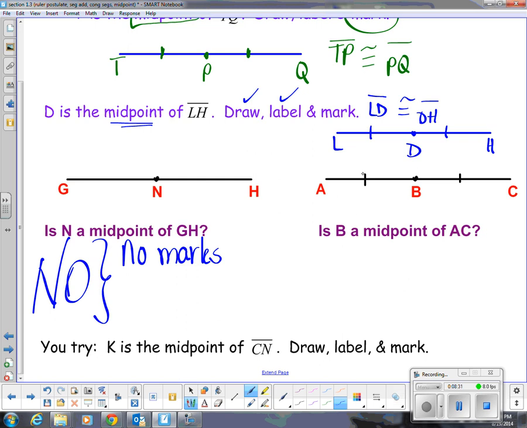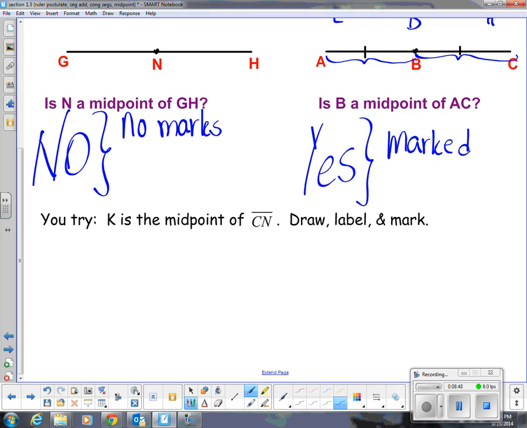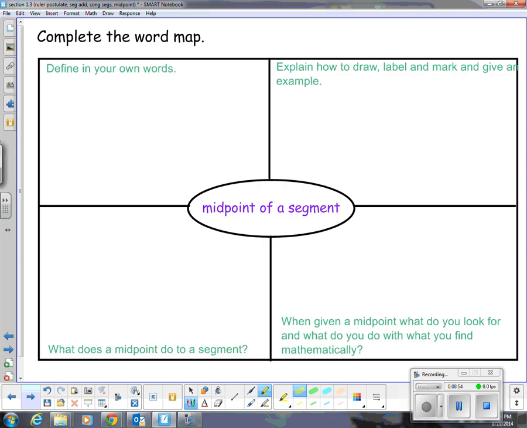Now, when I look at this, I see this mark, which is telling me that this segment happens to be congruent to this segment. Therefore, B must be the midpoint. Why can I conclude here? Because the diagram is marked. All right, so now your job, here's another you try. You're going to highlight this. You're going to draw, label, and mark. So you might want to pause me.